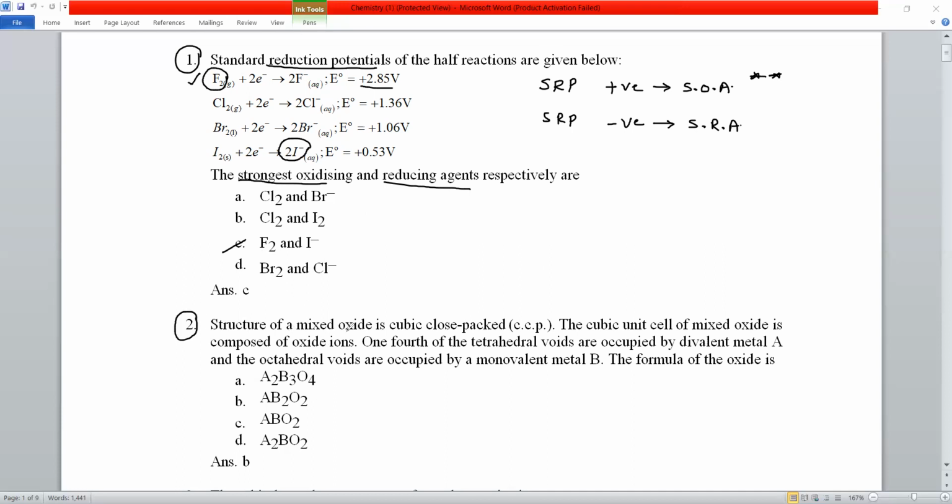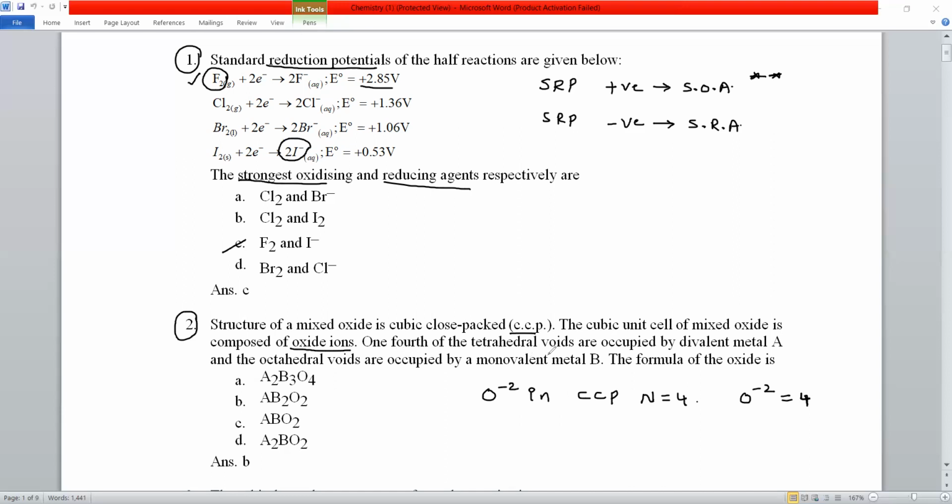Next, question number 2. The structure of the mixed oxide is CCP, with oxide ions in CCP. The cubic unit cell of the mixed oxide is composed of oxide ions in CCP. So what is the N value for CCP? The N value should be 4, so the oxide ions also should be 4. All CCP positions are occupied by oxide, so oxide is 4. N value is 4 here.